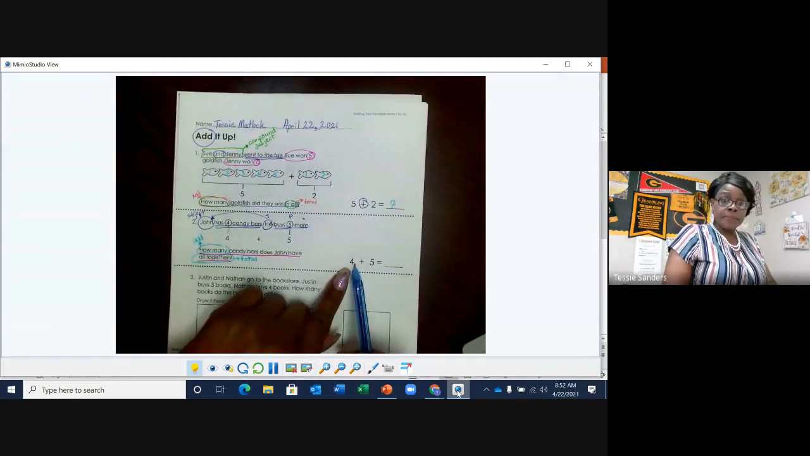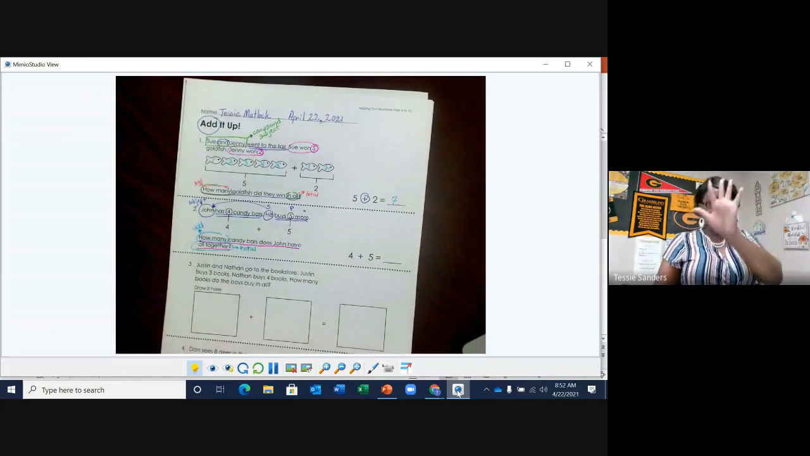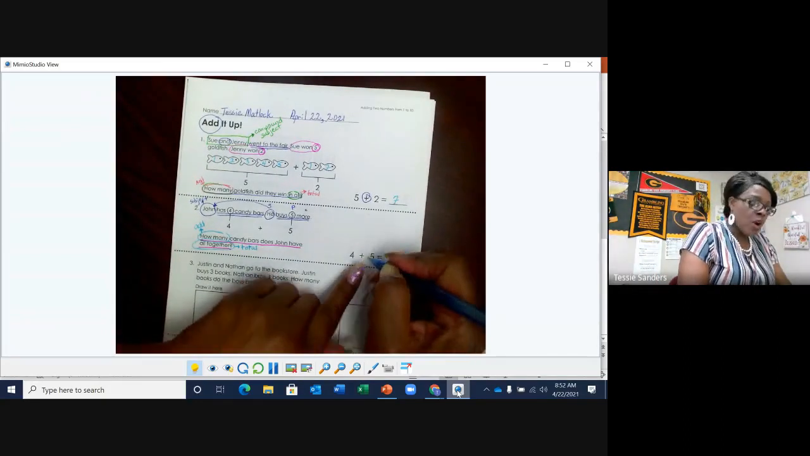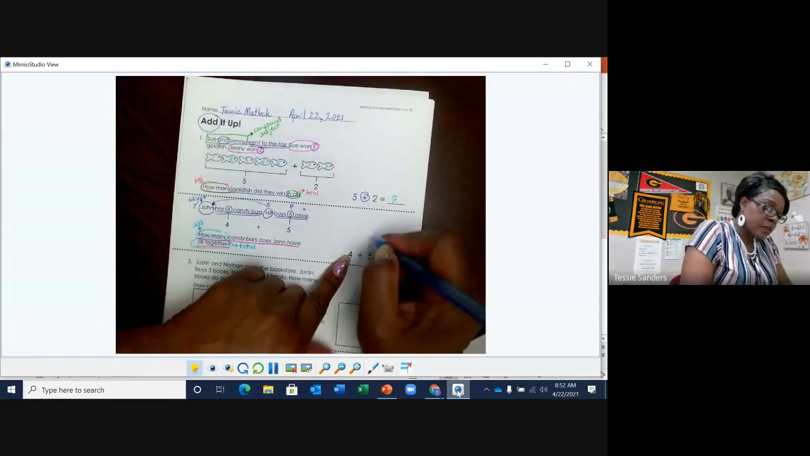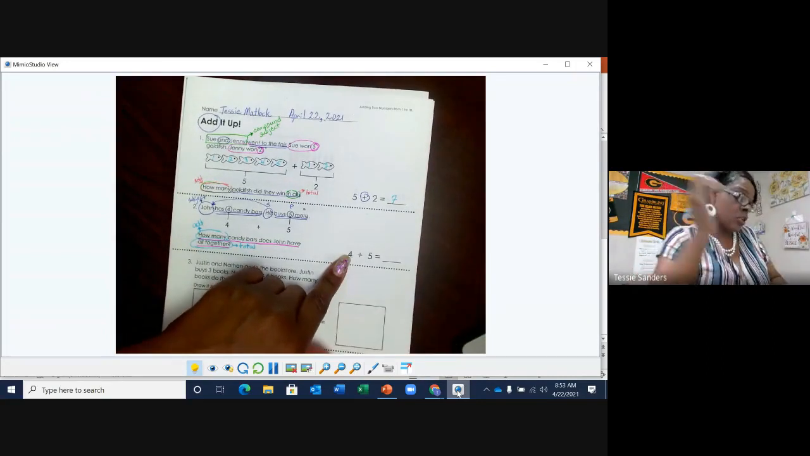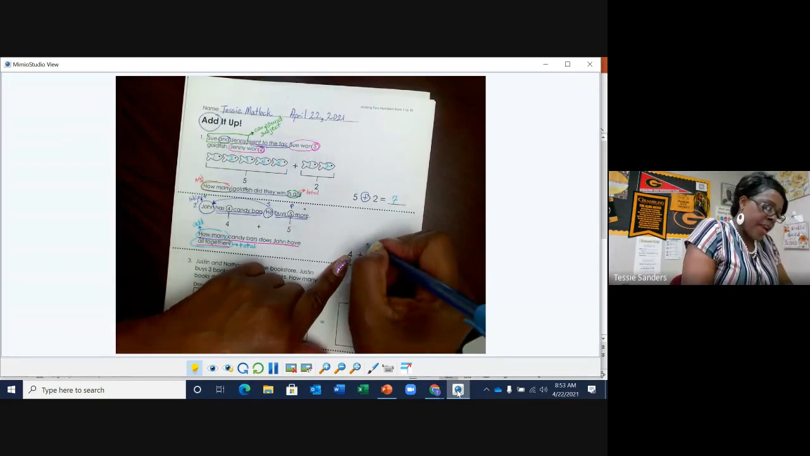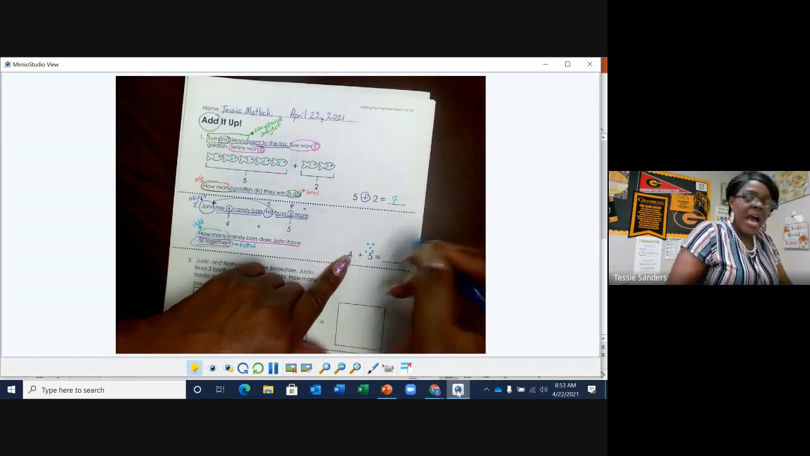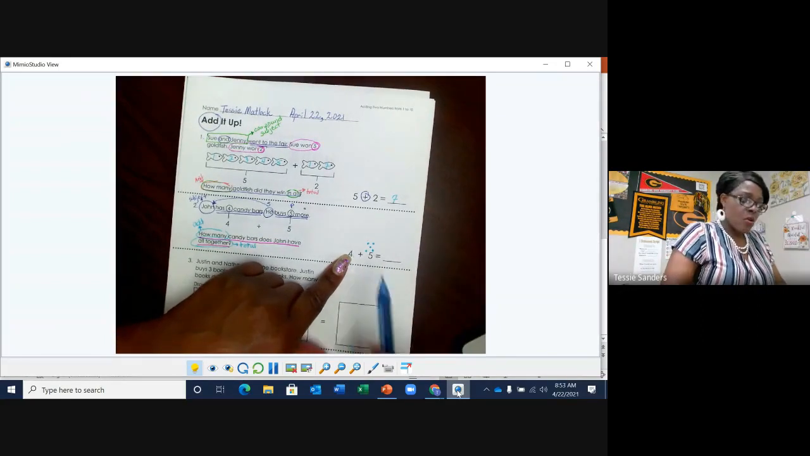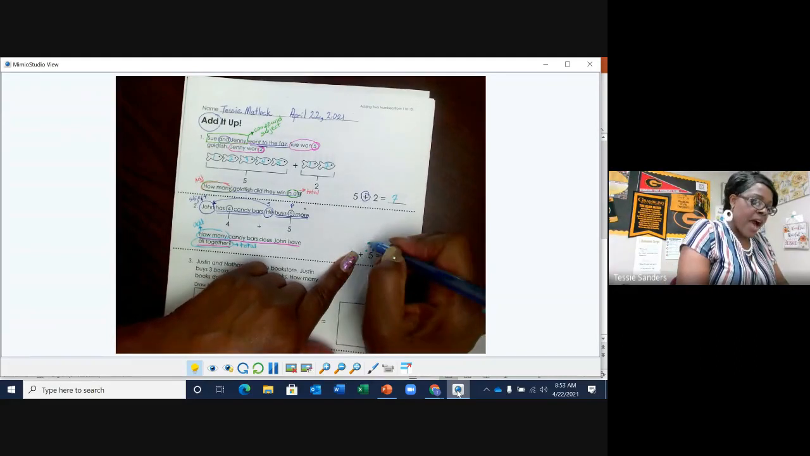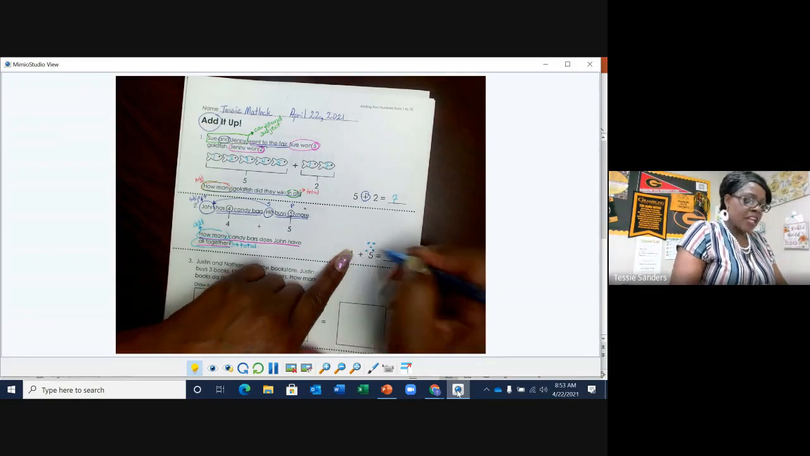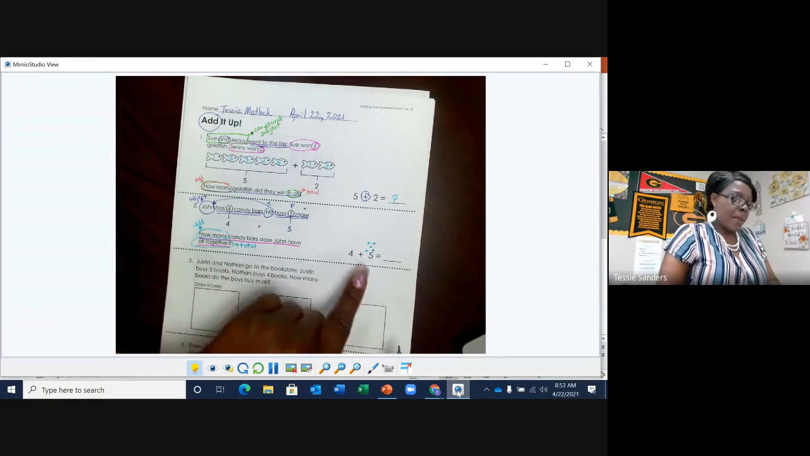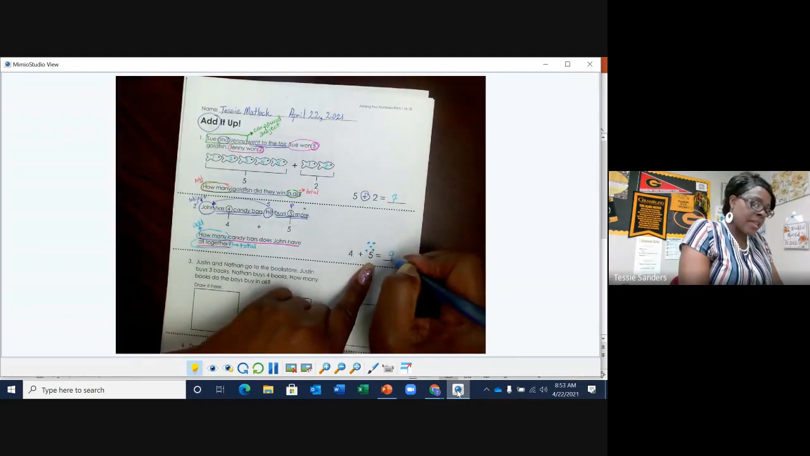We have 4. Get up 5 fingers or use 5 tally marks. What comes after 4? Count. What comes after 4? Let me hear you. 5, 6, 7, 8, 9. Let's do that again. 4 plus 5, 6, 7, 8, 9. So 4 plus 5 is 9.